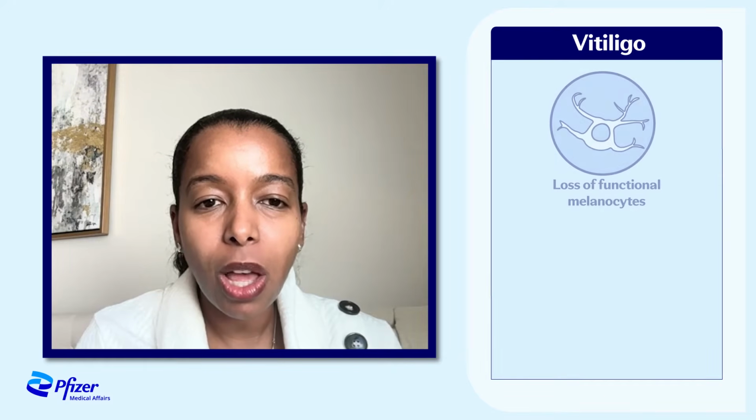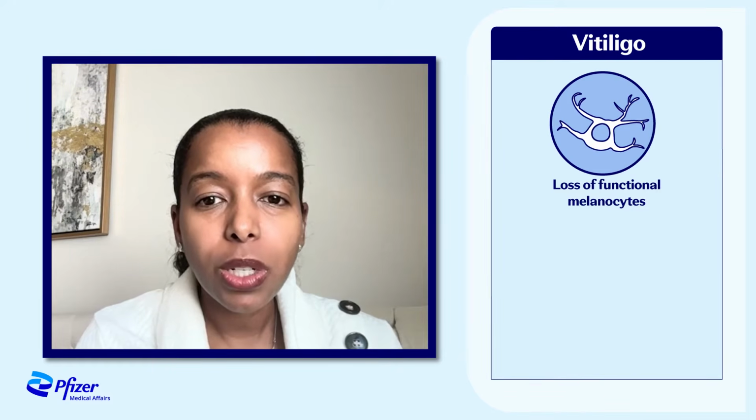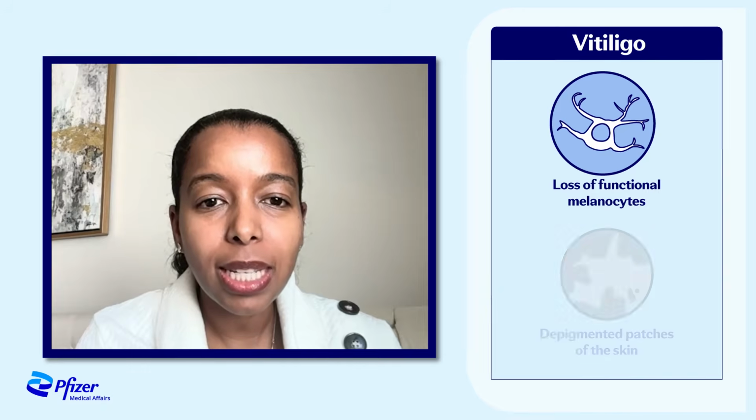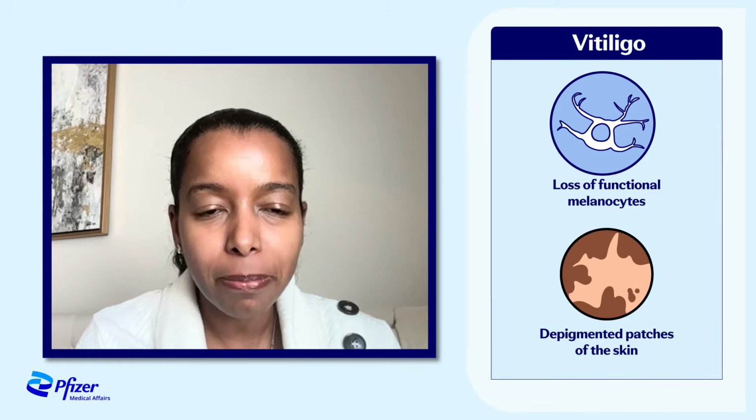During this video, I will be discussing vitiligo, a chronic autoimmune condition characterized by the loss of functional melanocytes, which are cells that produce melanin, resulting in depigmented patches of the skin.